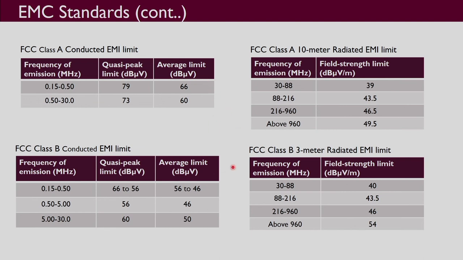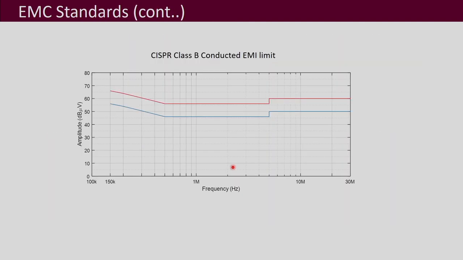Now, if we plot these limits, because this is shown in tabular form, it can also be plotted. What you will be getting is something like this. This is shown for the CISPR class B conducted EMI limit. So, the unit is dB microvolt. Here first it decreases linearly, and then this is the limit which is given from 0.5 megahertz to 5 megahertz, and then from 5 megahertz to 30 megahertz, these are the limits that are given. So one is for class A and another, this is for class B conducted EMI limit. So average and quasi peak both are given over here.